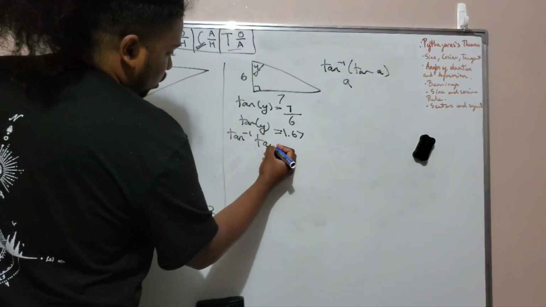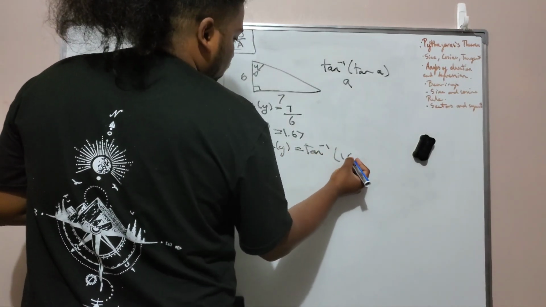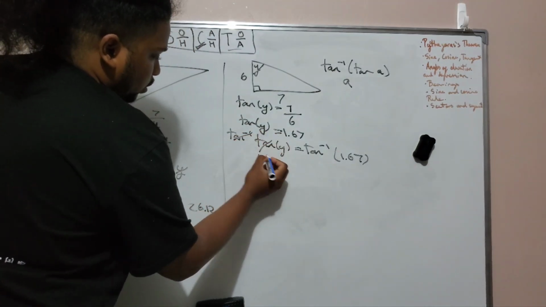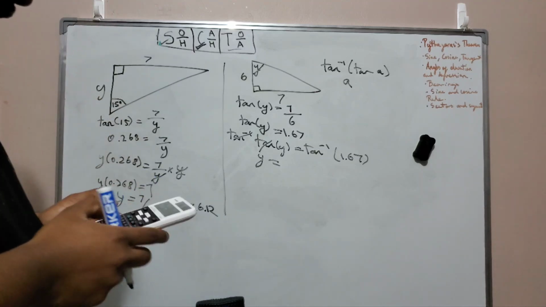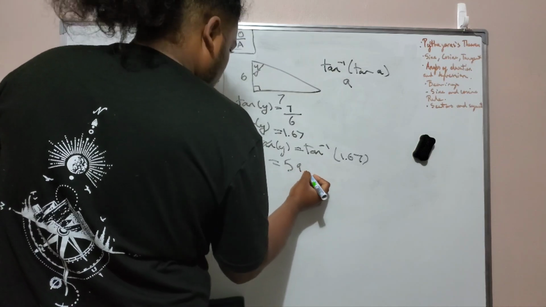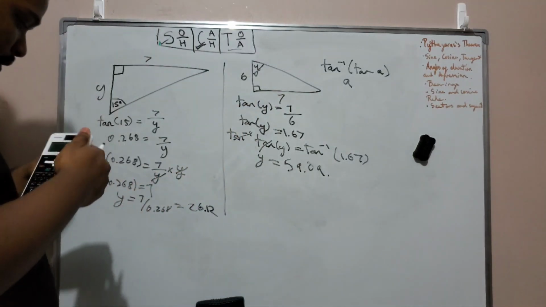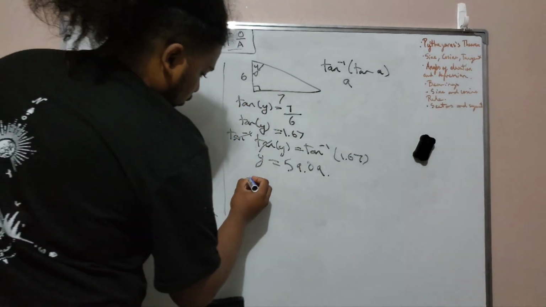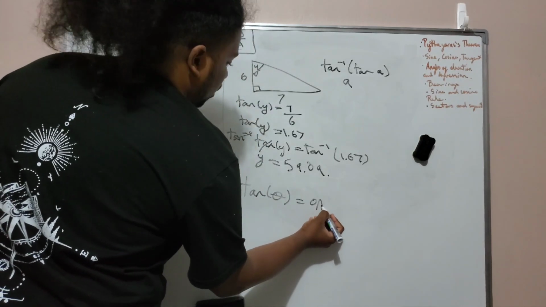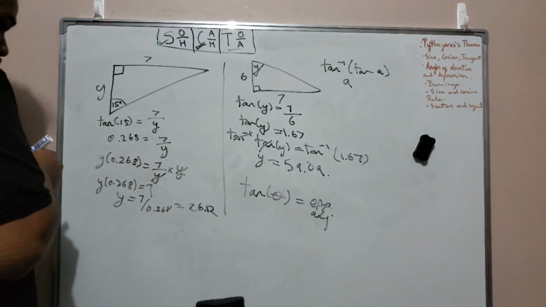So tan inverse of tan of y is equal to tan inverse of 1.67. So the tan inverse and the tan cancel. So you are just left with y is equal to tan inverse of 1.67, which gives you y is equal to 59.09. Right. So we just solved for all of the unknowns in the formula tan of angle is equal to opposite over adjacent, given only 2 out of these 3 options.